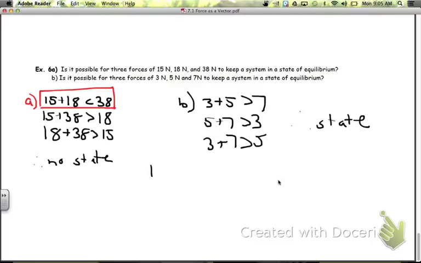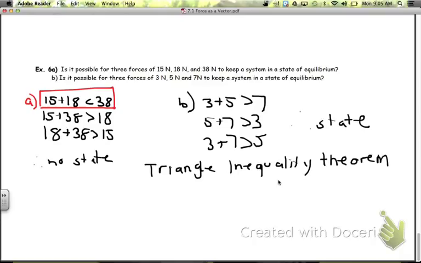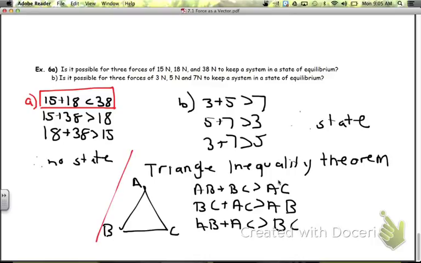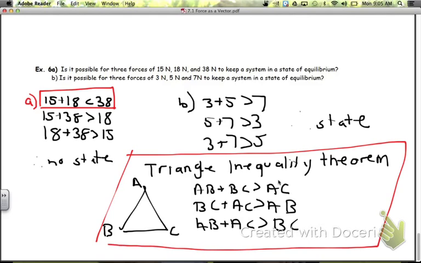One other property I want to talk about is our triangle inequality theorem. Just make a note of this. When you have triangle ABC, AB plus BC is greater than AC. BC plus AC is greater than AB. And AB plus AC is greater than BC. This is the theorem that we use when figuring out our state of equilibrium and whether it exists or not.